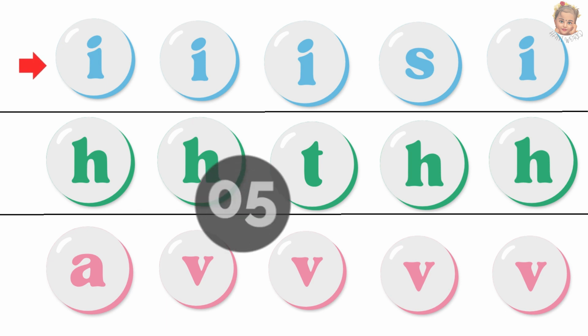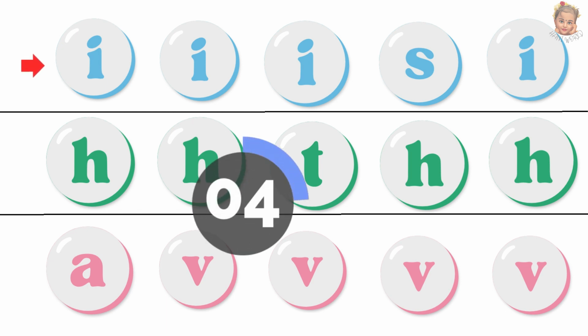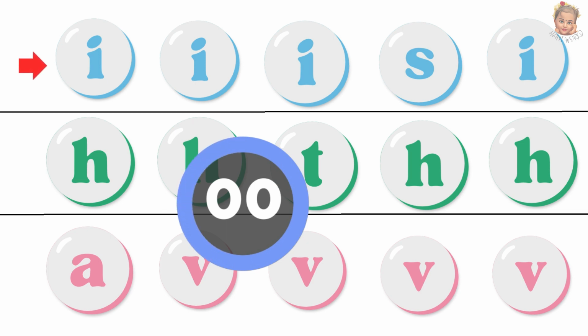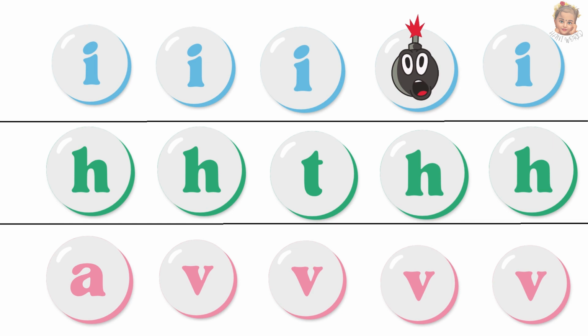In the first row, which one is the odd one? The answer is S. S is the odd one. We go with the second row. In second row, which is the odd one? Guess it? T is the odd one. Correct.